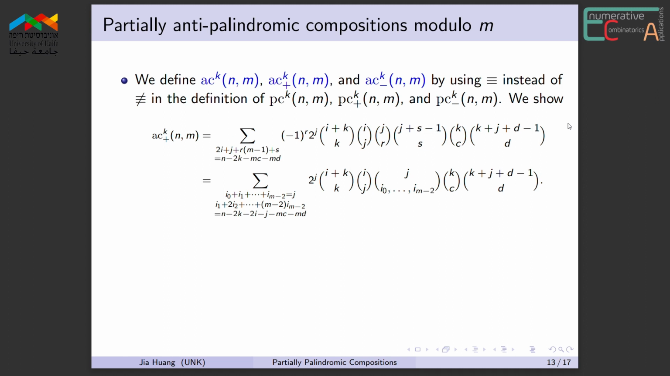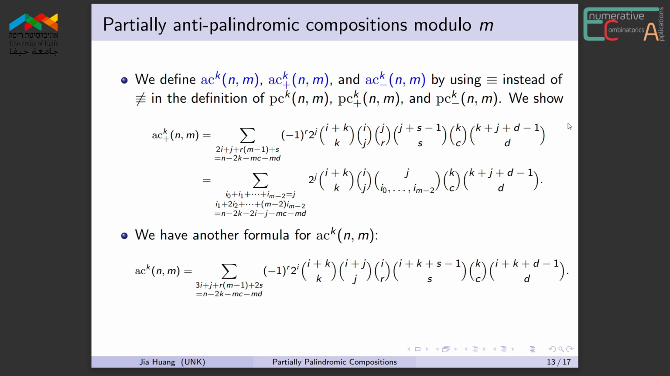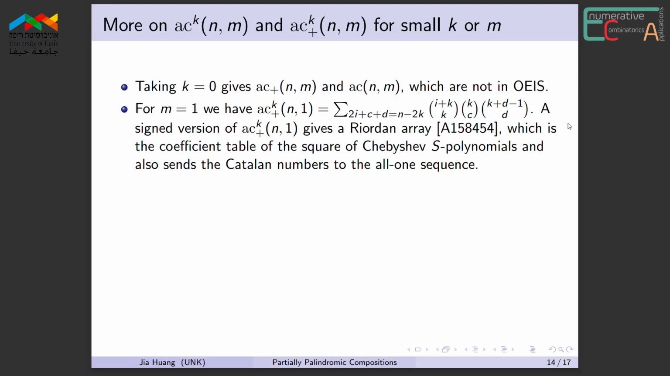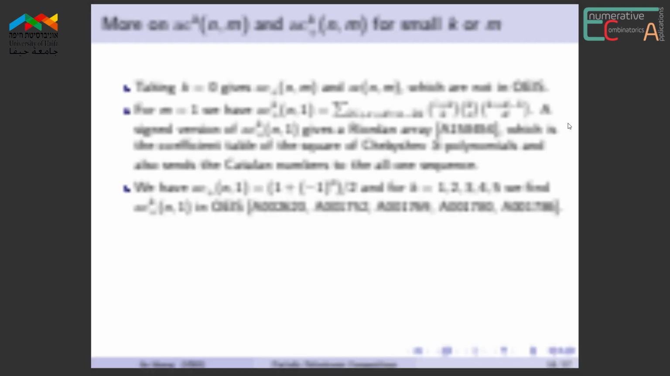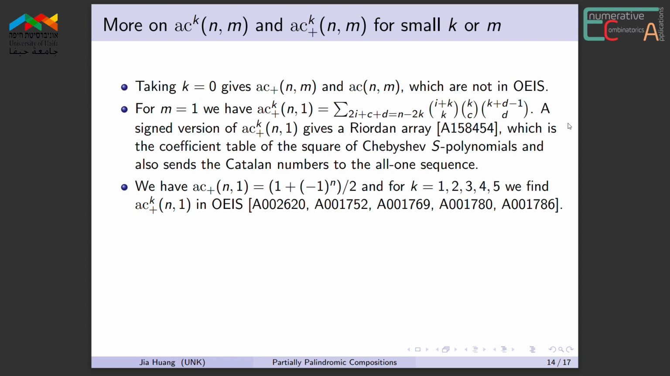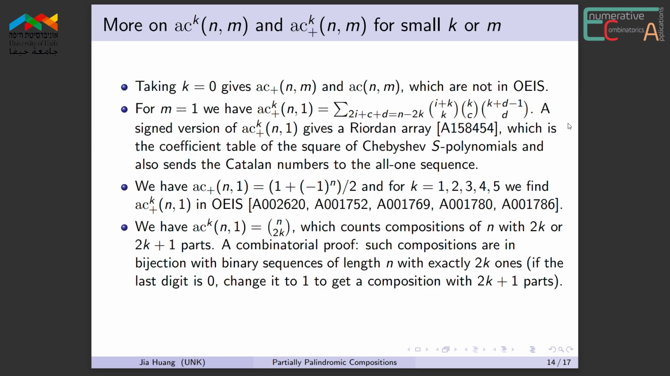And similarly, we can study partially anti-palindromic compositions modulo M. And we get closed formulas that are maybe even more complicated. And we have more formulas for ACK of NM, and we can reduce them to some easier formulas when m is 1 or k is 0 that have connections to various things people studied before, and various sequences in OEIS. Sometimes we were able to find a bijection, but sometimes it is not so clear. And sometimes we even get new sequences in OEIS when k or m are relatively small.